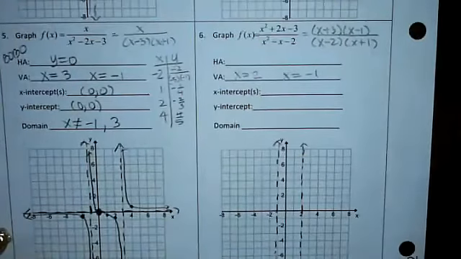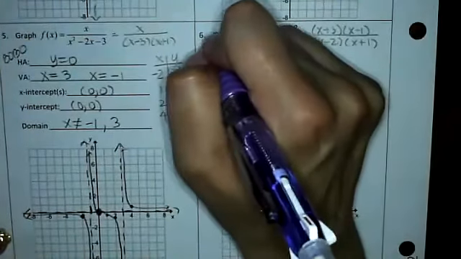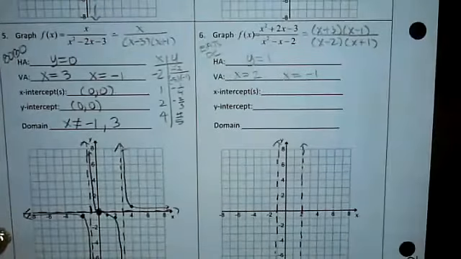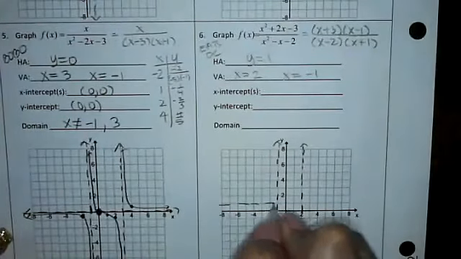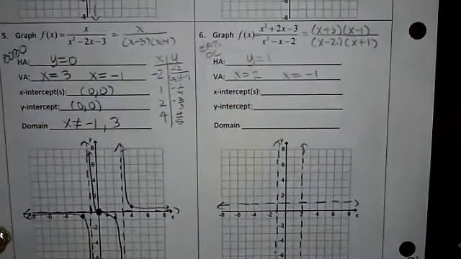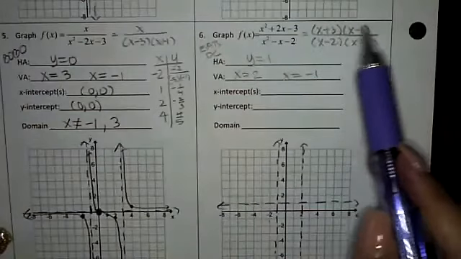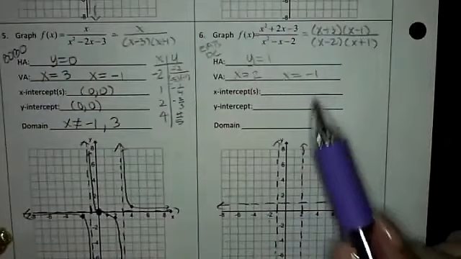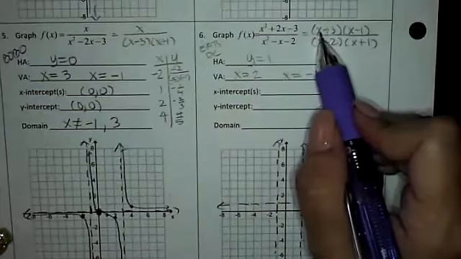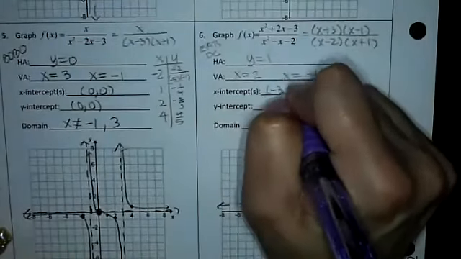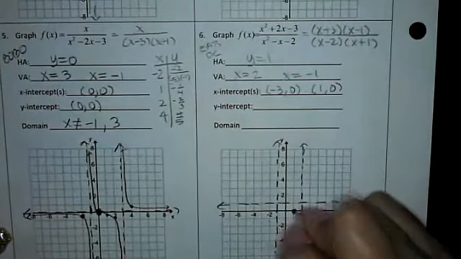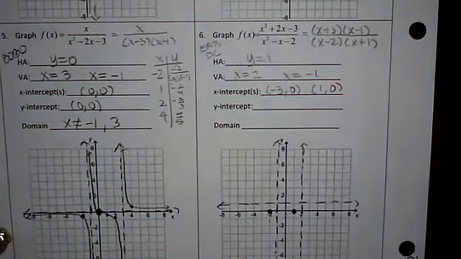For our horizontal asymptote, we apply the rules. And so this is an 'equal degrees' case again. Exponents are the same. We divide our coefficients. So our horizontal asymptote is at y equals 1. So we've got that right there. To find our x-intercepts, we set our numerator equal to 0, because that's what's going to make y 0. If this numerator is 0, that's going to make our y value 0. So in this case, we would have -3, 0 and 1, 0. That gives us 2 points to start.